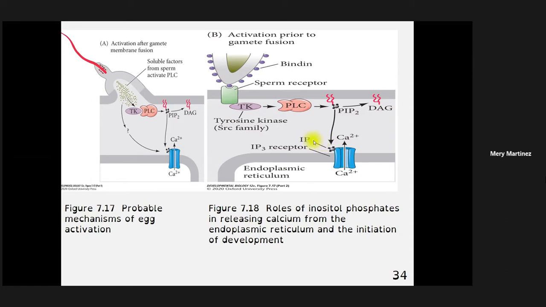So the inositol 1,4,5-triphosphate. But it will also activate this DAG, that is the diacylglycerol. And those, the IP3, as I say in here, will act as a secondary messenger to release the calcium. And the calcium is the one that causes the reaction.